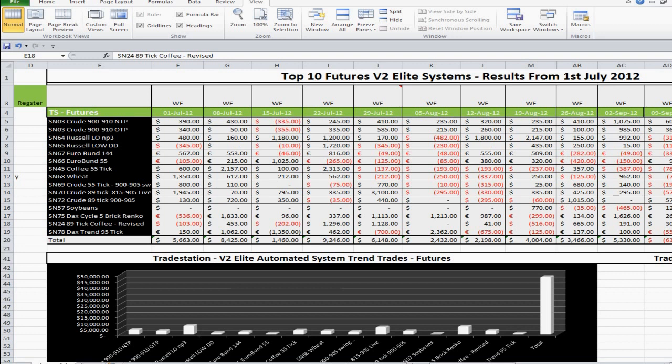You can see there that definitely the cycle trader, combining the cycle and the trend together, has been working beautifully, particularly on this DAX market. So we'll be adding a few more cycle futures systems in there. Obviously they're working well on the forex, so we want to add those to the futures as well.